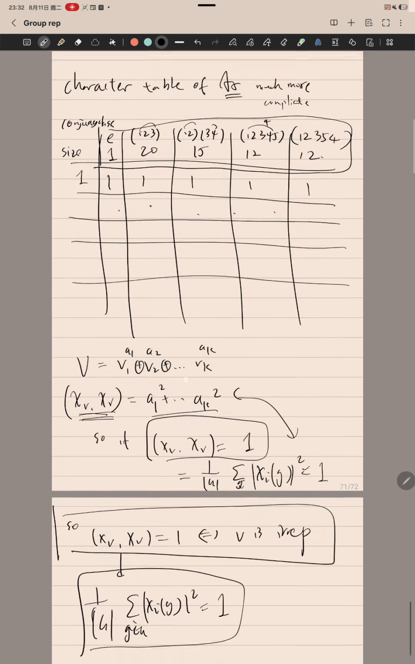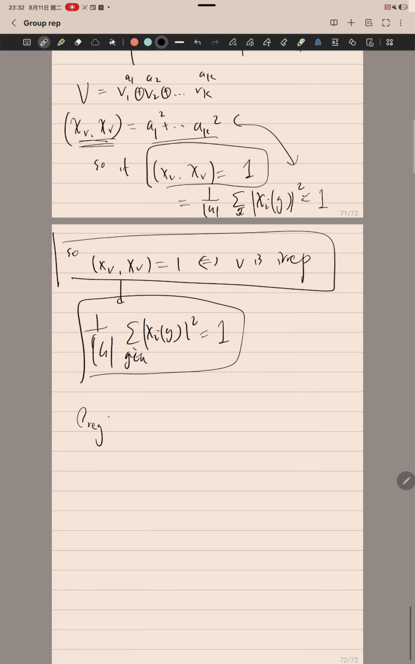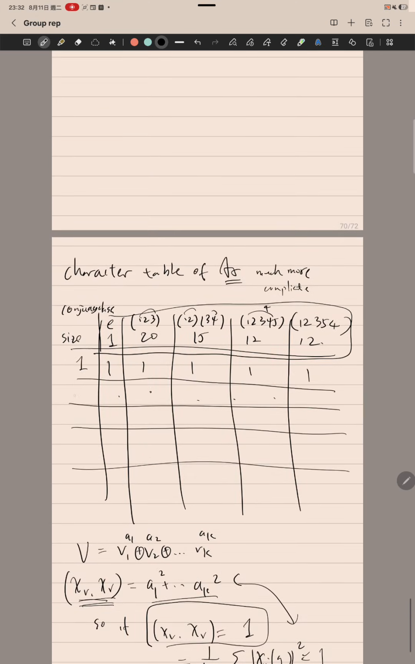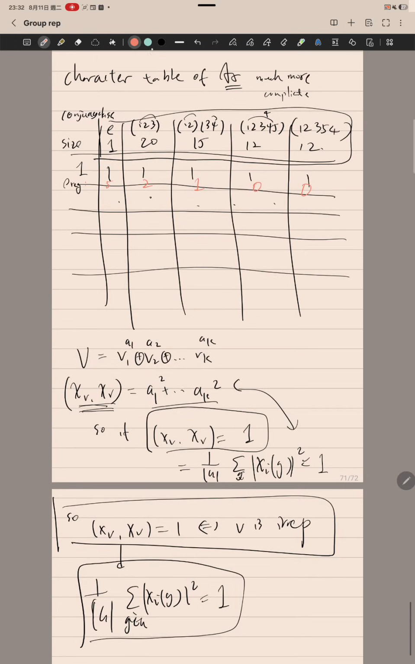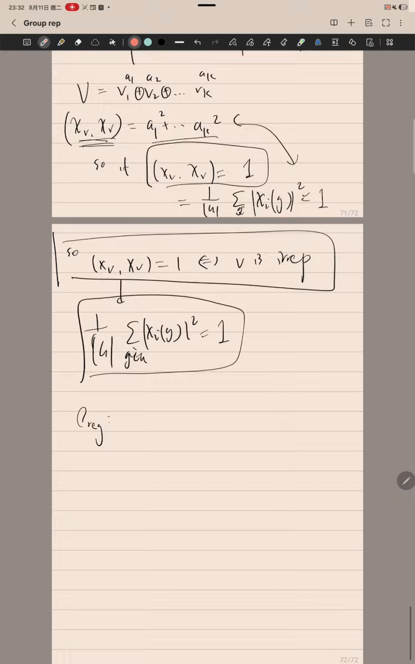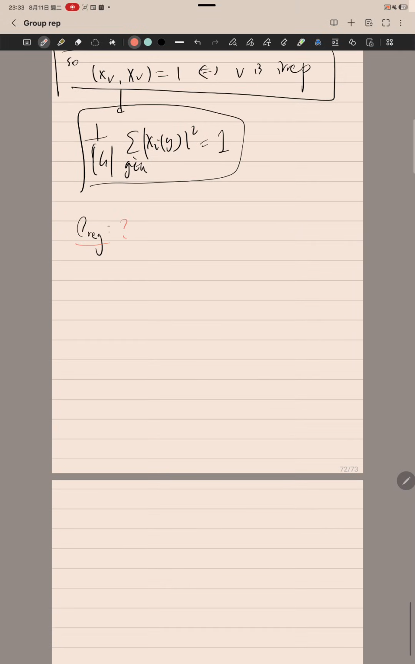Okay, so now we have the regular representation. Let me just write it down here. The character of the regular representation is the trace, which is just the number of fixed points, and it's 5-dimensional, so it's 5, and this is 2, and this is 1, and here is 0, and this is 0. Okay. So now I can compute. For example, I'm not sure whether this is irreducible or not.